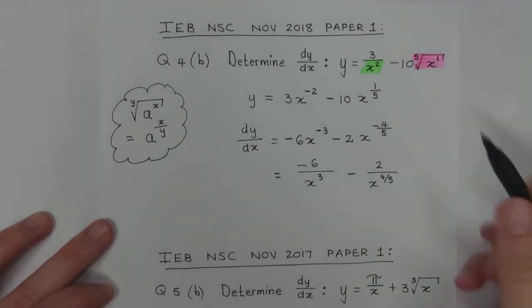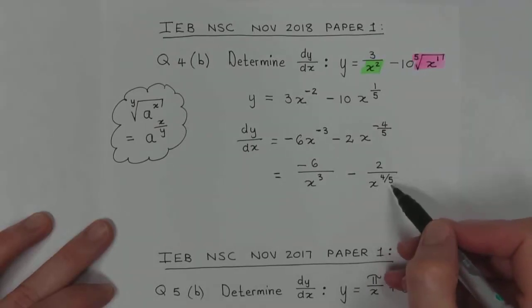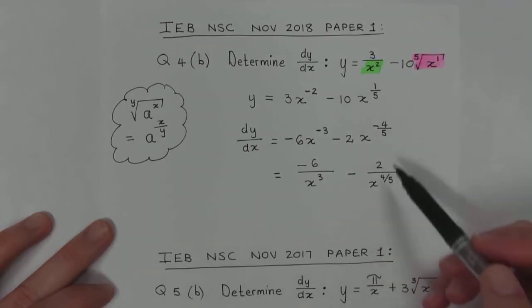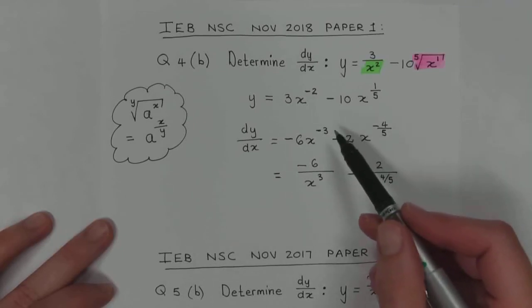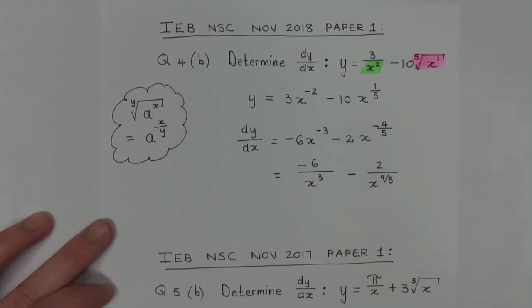Now, you do not have to change these rational exponents back to surds. That is not something you need to do. But in general, just as a good habit, always change your negative exponents back into positive exponents.